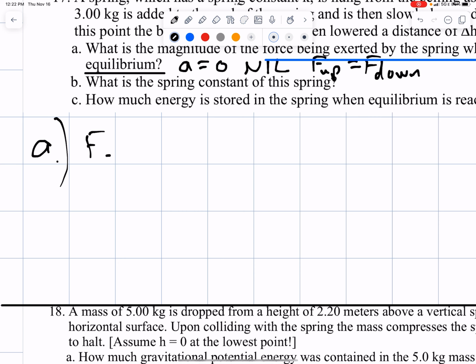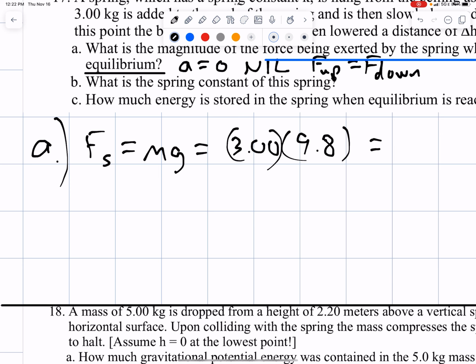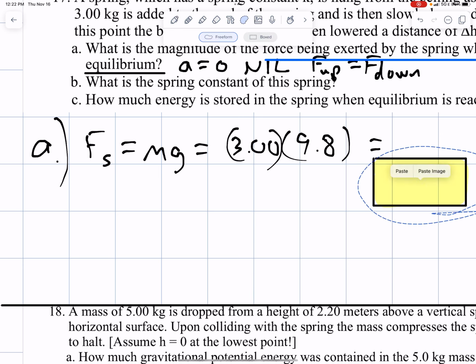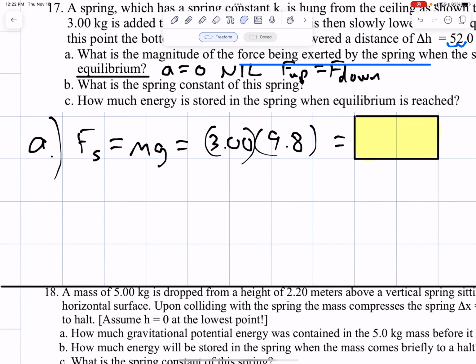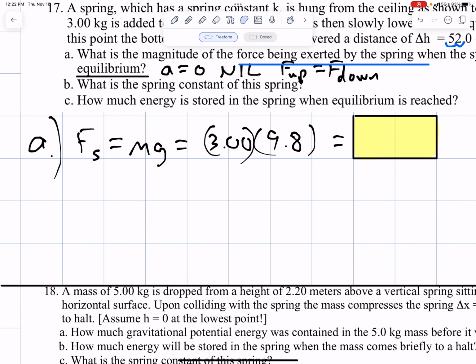The spring force is balancing the weight, which is going to be 3 kilograms times 9.8 meters per second squared. Okay, plugging that in correctly, you'll get about 29.4 newtons.